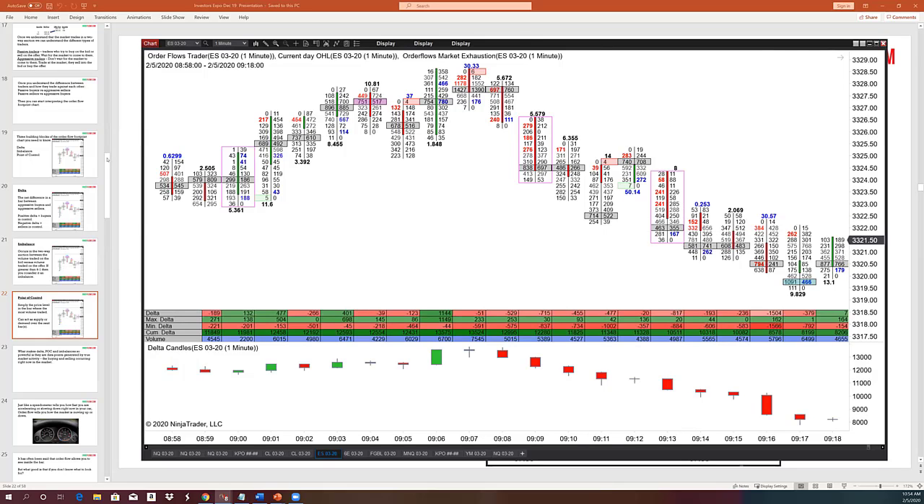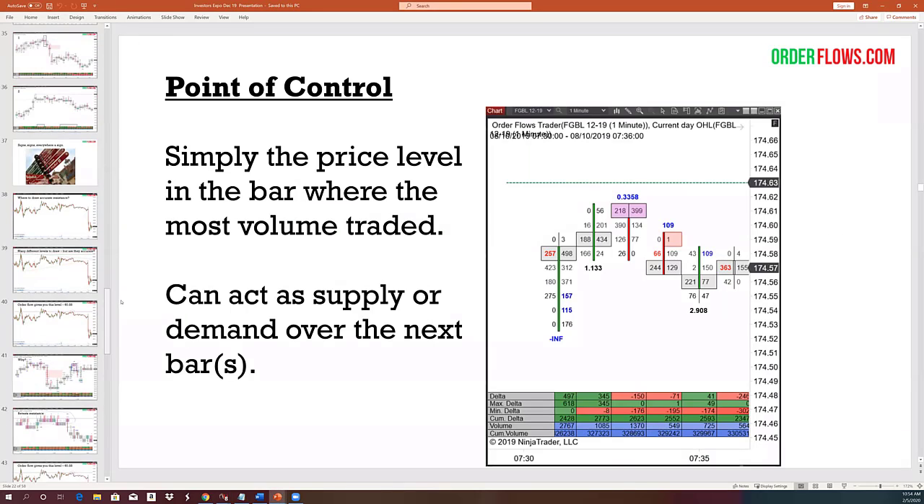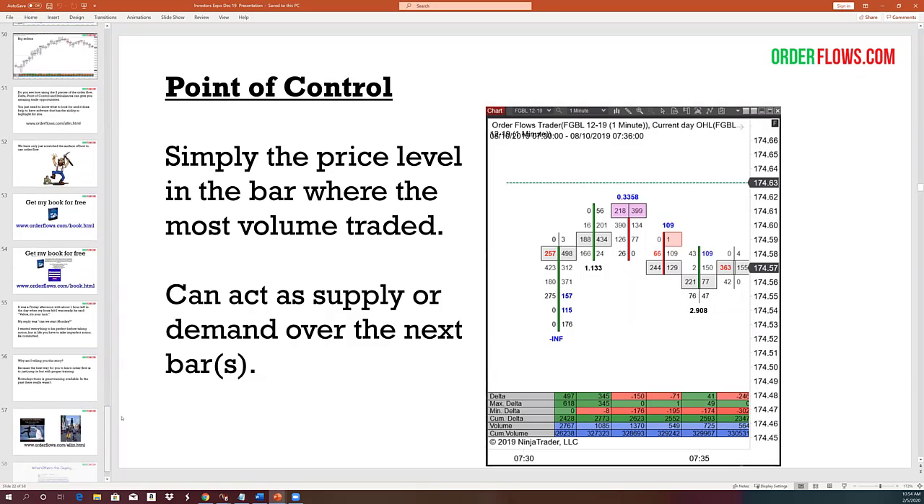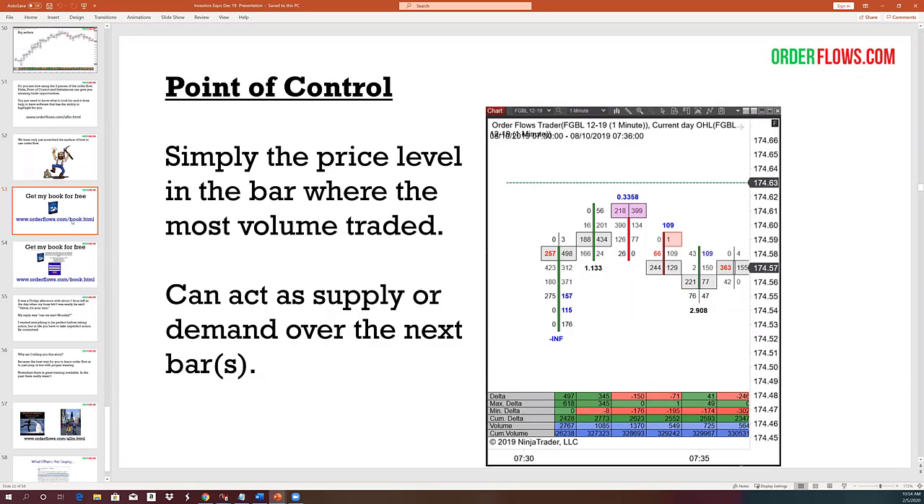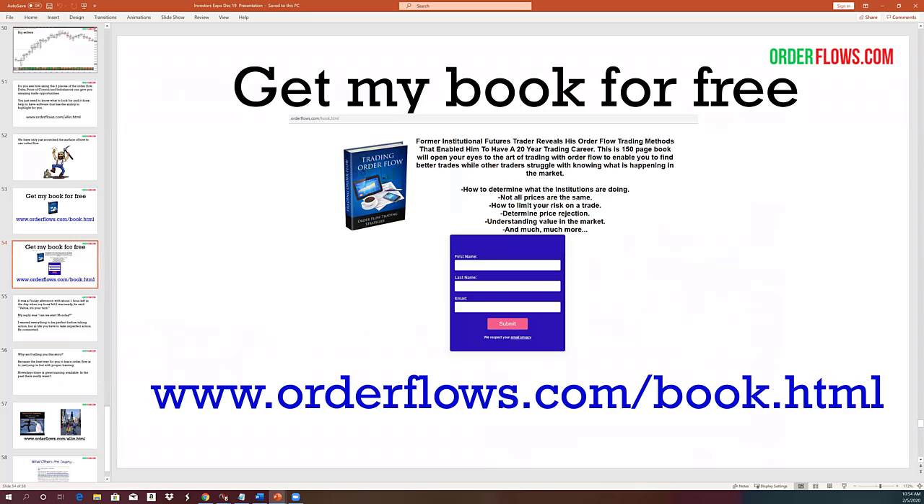So like I said, hopefully by now you guys should start to understand what's going on in the market by looking at order flow. If you're interested in my book, just go to this page, orderflows.com/book.html. It's going to ask you to put your email in, and then you hit submit, and the next page will take you to the download page. It's a PDF, so you can download it for free.